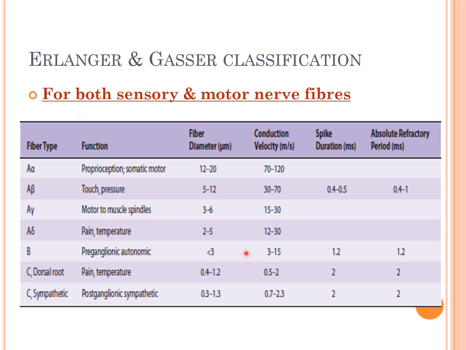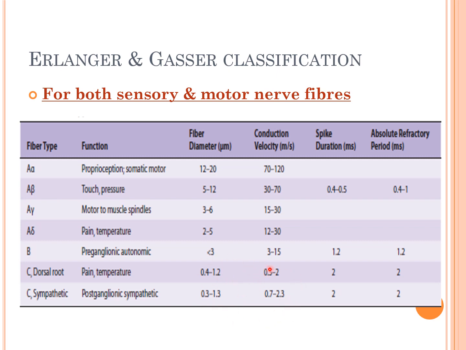If you see the type B fibers, the fiber diameter is less than 3 micrometers. In type C fibers, it is from 0.4 to 1.3 micrometers. So 0.4 to 1.3 is the diameter of the type C fibers.